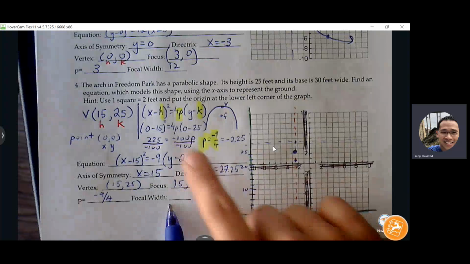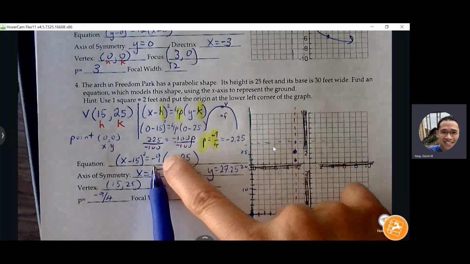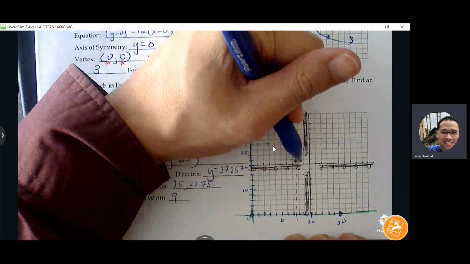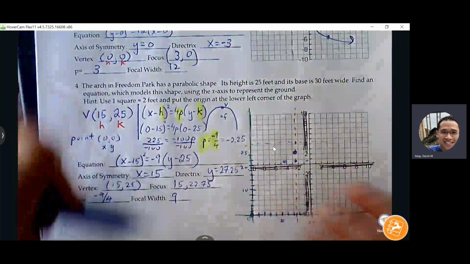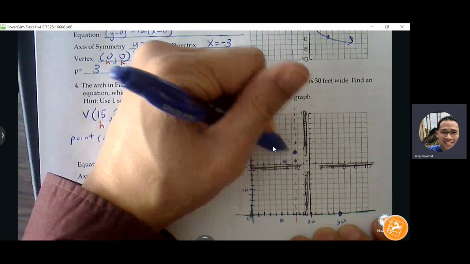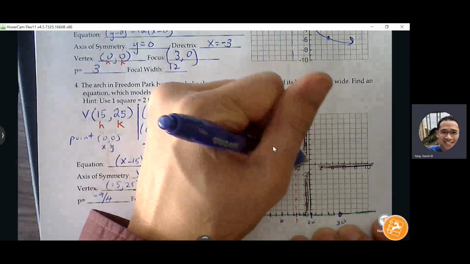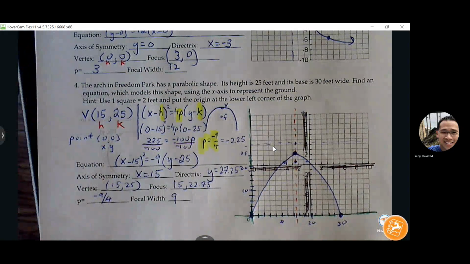My focal width is just going to be absolute value of 4p, which is going to be 4.5 units over. It's kind of hard to graph with such a small amount, but we could just at least do a sketch of our graph. Yeah, it's a little messier here with all these decimals.